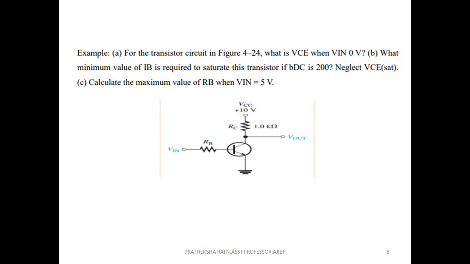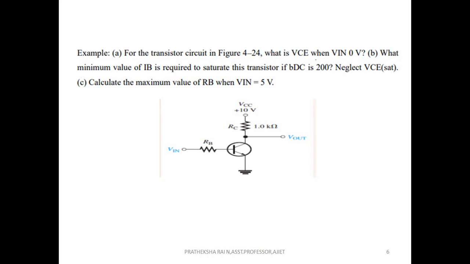Calculate the maximum value of RB when V in is 5 volts. If you see this circuit, it is exactly a BJT as a switch, working in the cutoff condition and the saturation condition. We have derived the expressions for the output voltage when it is cut off and when it is in saturation. So we are here to calculate different types of parameters.